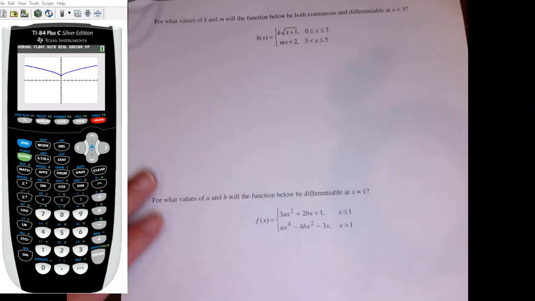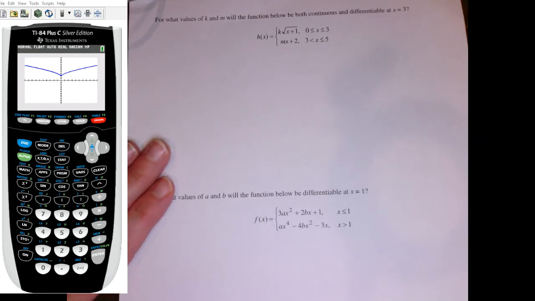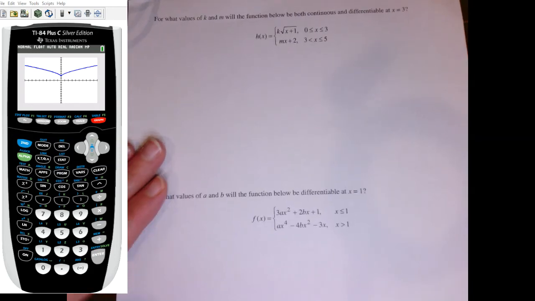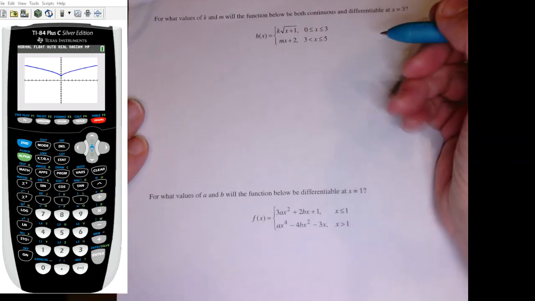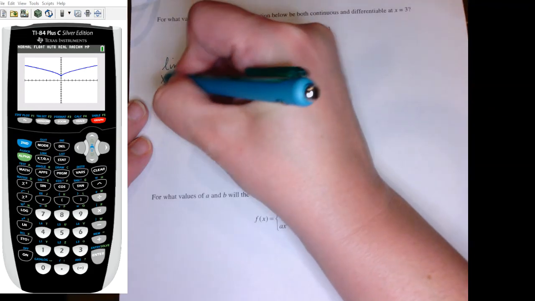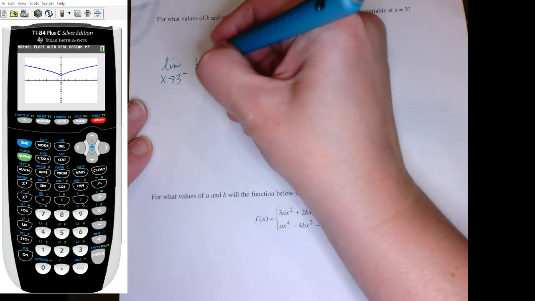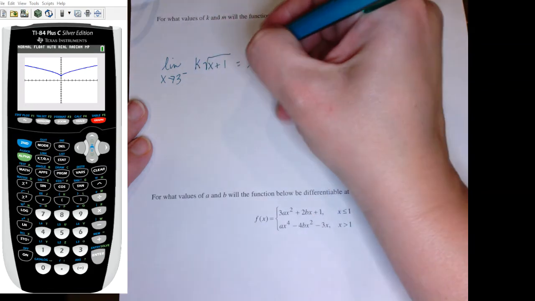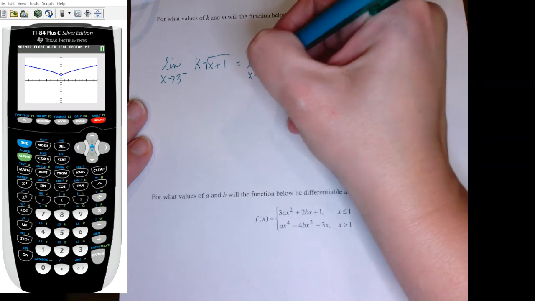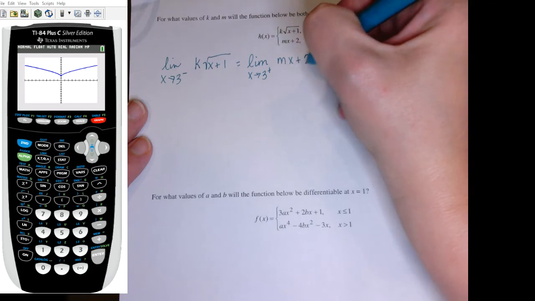Okay, these are the more common questions I see on the AP exam. They ask us for a value that would force the function to be continuous and differentiable. Let's deal with the continuous part first. We know that the limit as x approaches 3 from the left would come from the first piece. And that, in order to be continuous, must be equal to the limit from the right of the second piece.